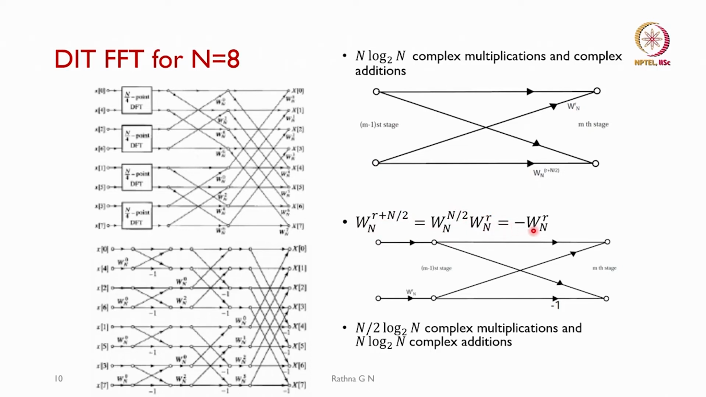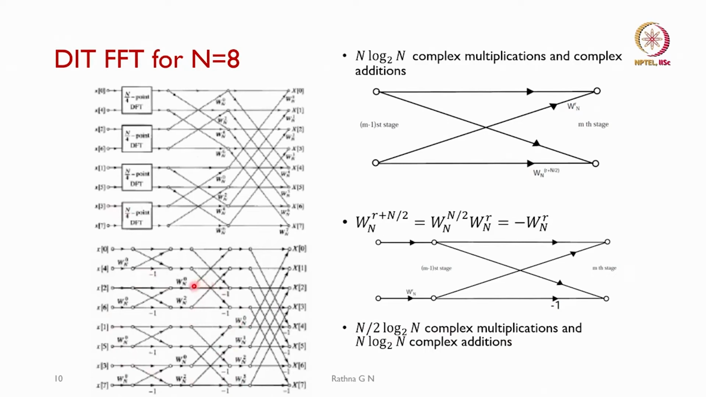Which is nothing but minus W_N^r. So, this is equivalent to minus 1 now. So, this is minus 1 here, and I can shift my W_N^k to the input of one of the inputs. Then what happens? Our computation is going to reduce to half. So, then we will be needing N/2 log2 N complex multiplications and N log2 N complex additions. So, this shows for N equal to 8 the complete butterfly structure.